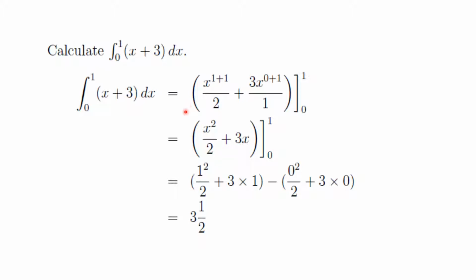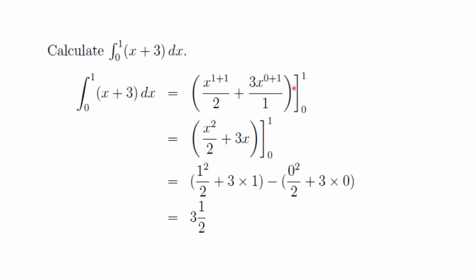Now we're going to look into how we actually apply this definite integral calculation. Calculate the integration from 0 to 1 of the function x plus 3 with respect to x. So, first step, we integrate the function using the basic law of integration. So it becomes x to the power of 1 plus 1 over 2, plus 3 to the power of x to the power of 1.